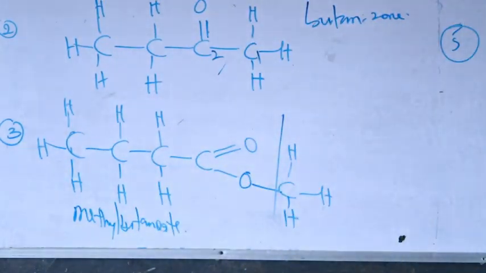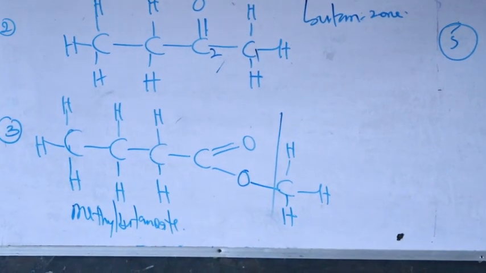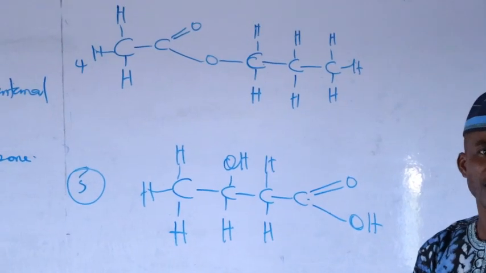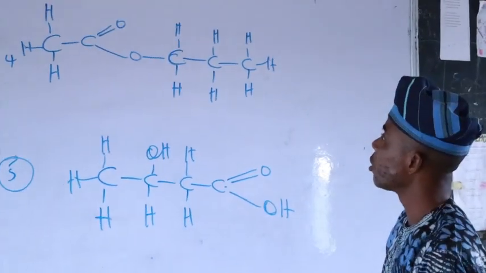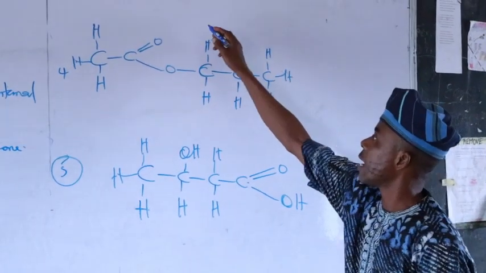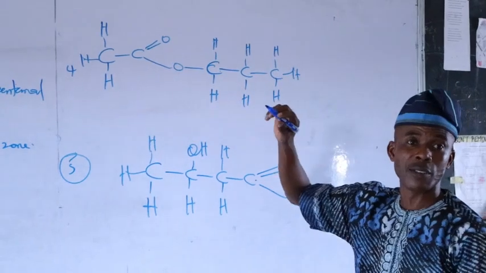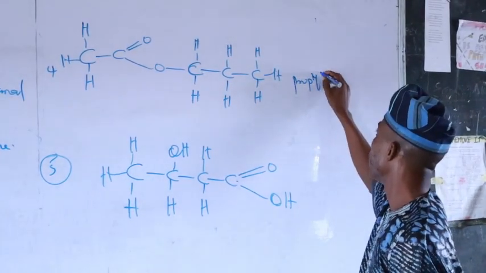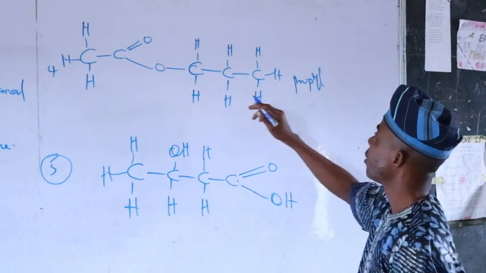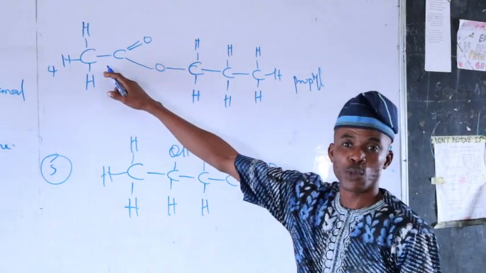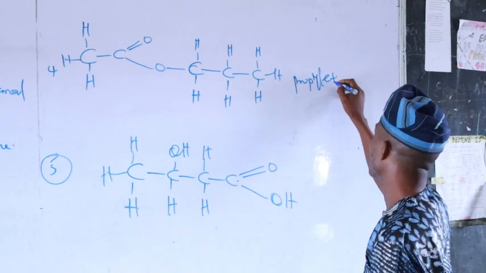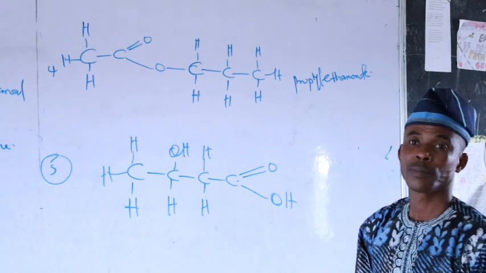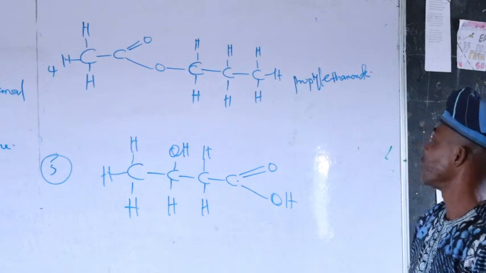Methyl butanoate. Now this is also an alkanoate. This one becomes what? This is the alkyl group, which is C3H7, and that is propyl. Propyl what? This is 1, 2, ethanoate. Propyl ethanoate.